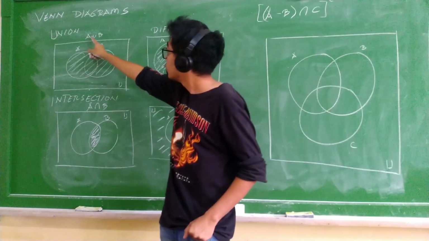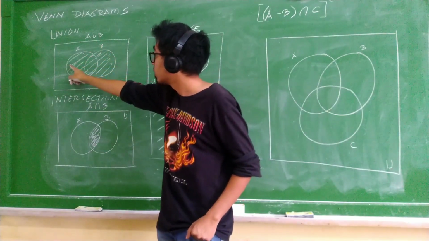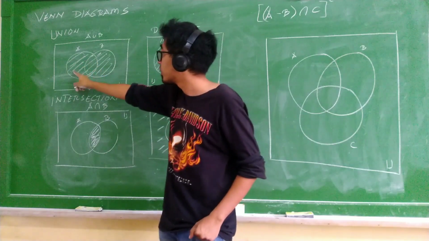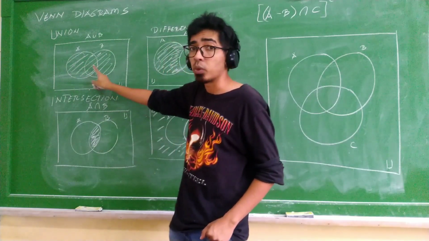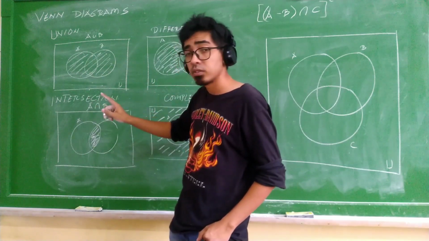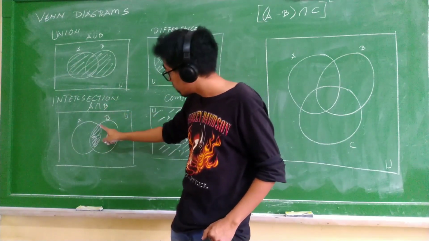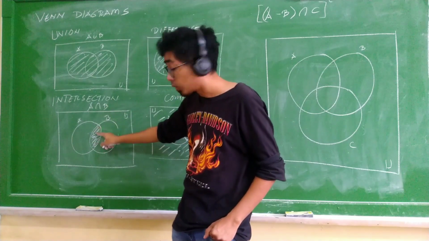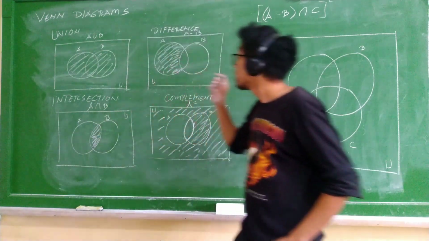So A union B, you are going to shade all of A and B, both circles. Intersection: what is common between A and B? So it is this part. That's why we're going to shade this region only.